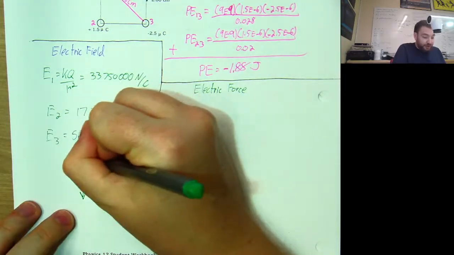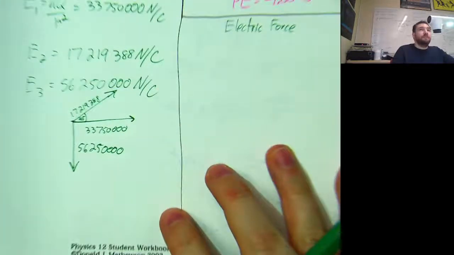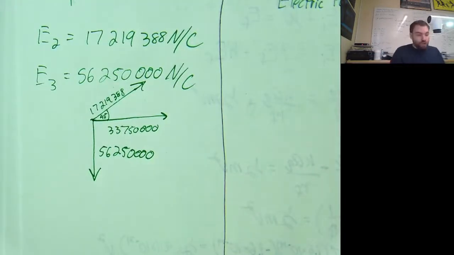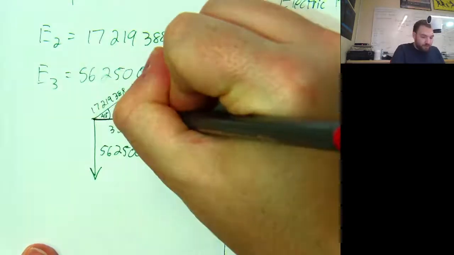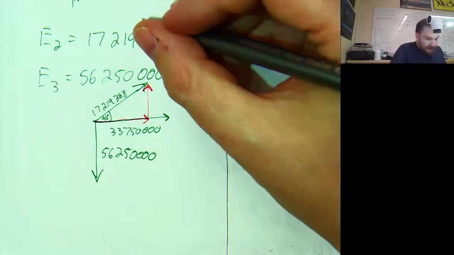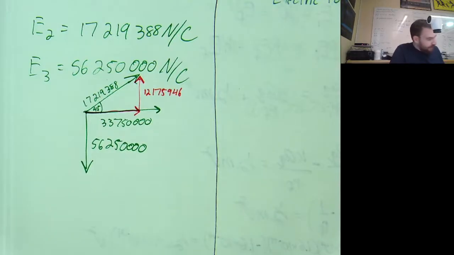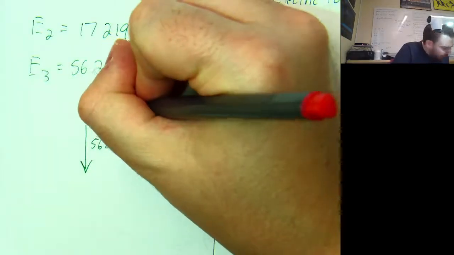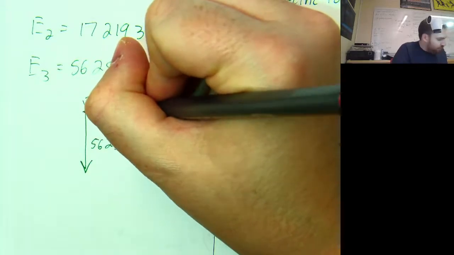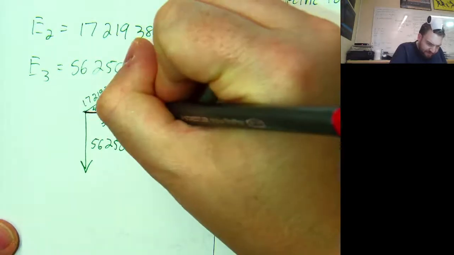You said earlier, though, and you were correct to say it, that angle there is 45. So I can break him up into components. That's trig that you can do, so I'm just going to give you the values for that. Upwards here, we've got 12,175,946. And to the right here, I've got 12 million. Ooh, right, it's 45. They should be the same. 175,946.